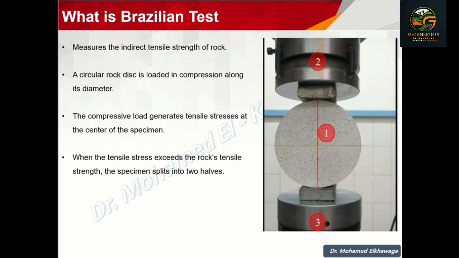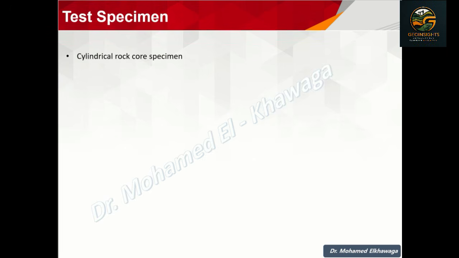When it becomes greater than the tensile strength of the rock, a vertical crack starts at the center and quickly propagates through the specimen, causing it to split into two halves. The maximum load recorded at failure is then used to calculate the rock's indirect tensile strength.